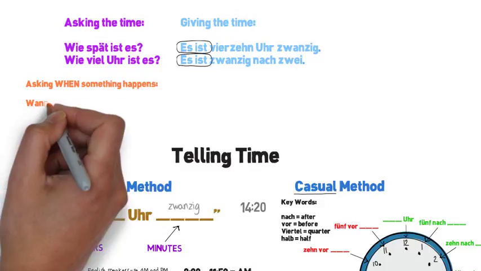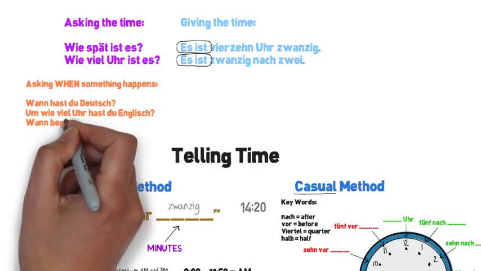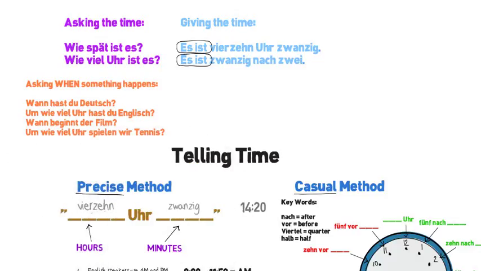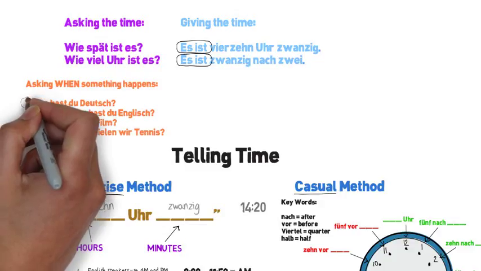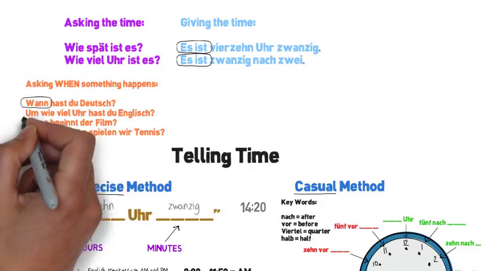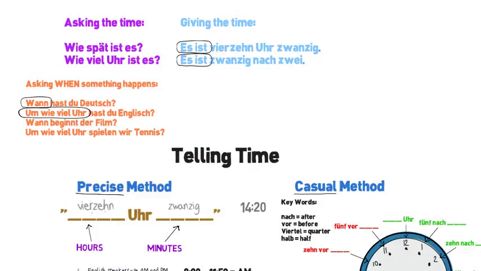If you want to ask when something happens, you have two options, wann or wie viel Uhr. Now, wann is a very general question word, and so you might get a very general answer like im Sommer or am Montag. If you want to be sure to get an actual time, use the phrase wie viel Uhr, which basically means at what time.